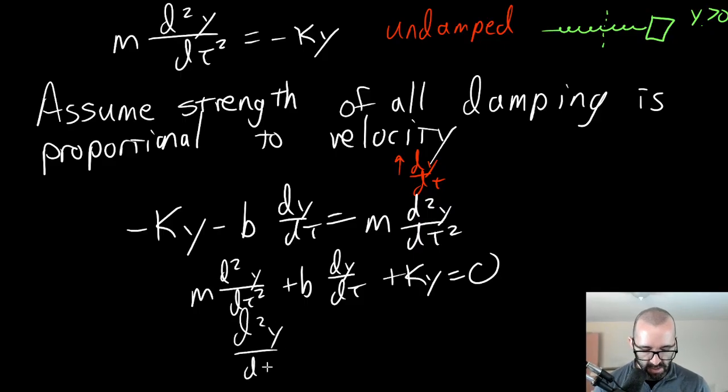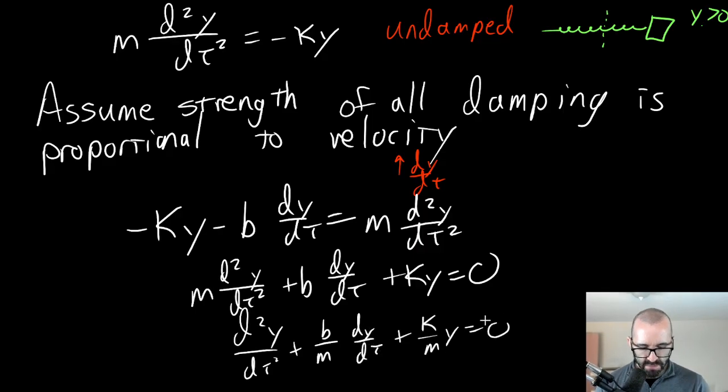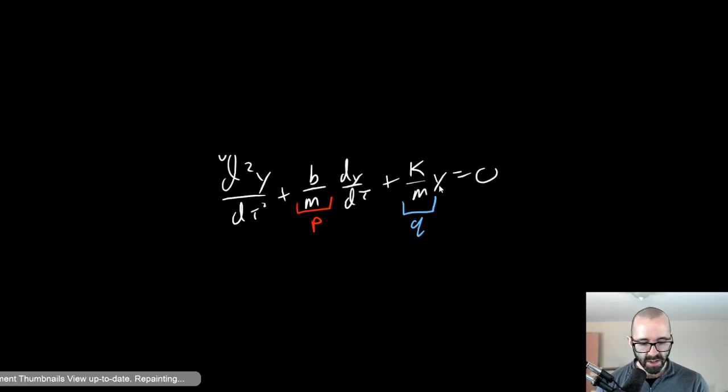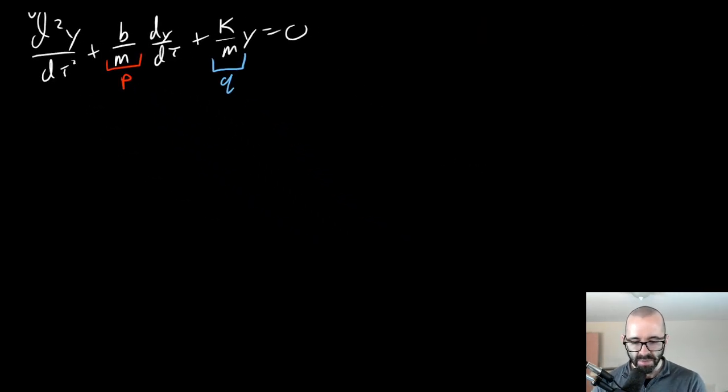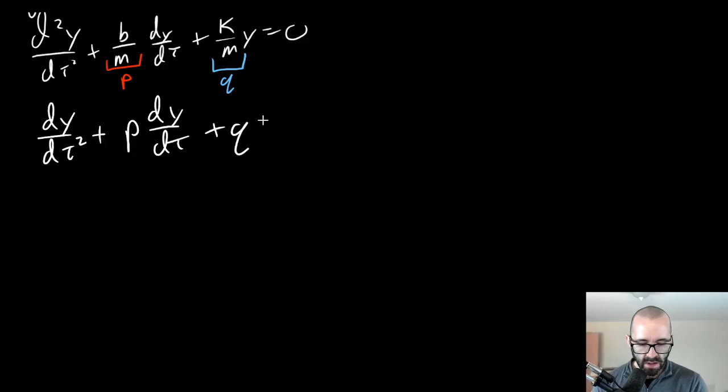We'll get d squared y/dt squared plus b over m times dy/dt plus k over m times y equals 0. And then oftentimes we also clean this up. We call this some parameter p and some parameter q, just to make things a little nicer to look at. But variables and parameters are such that you can call them whatever you want. So if you are writing it as a second order differential equation, this is what you're going to get. That's very common, where p is b over m and q is k over m.